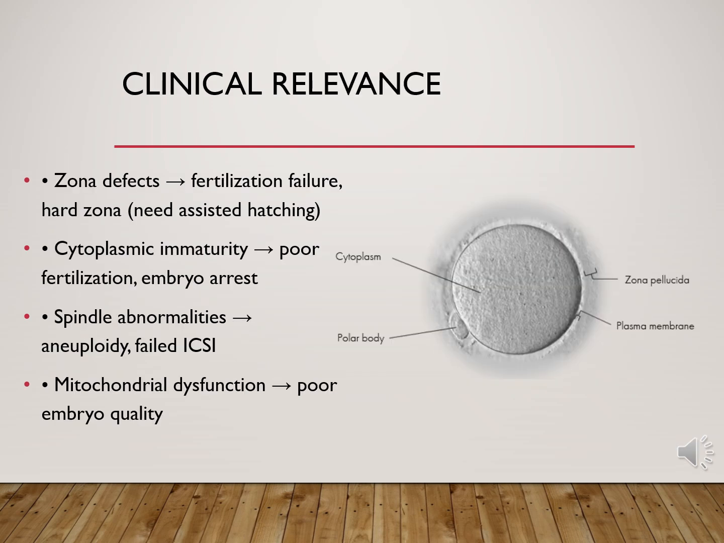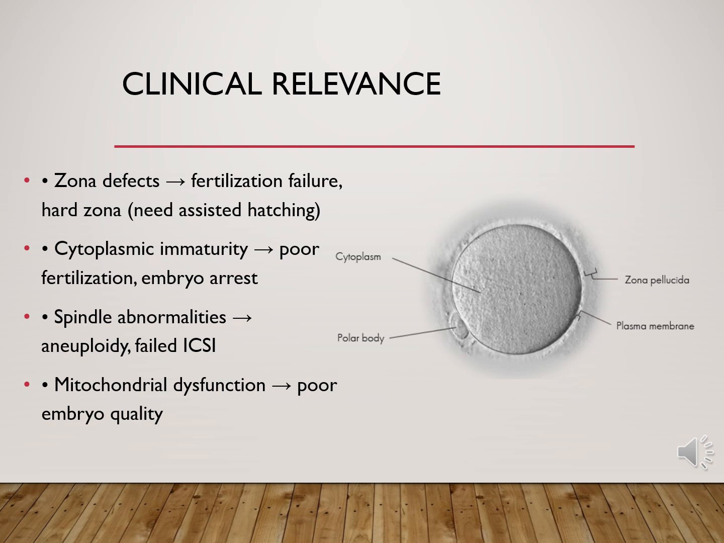Understanding oocyte ultrastructure is vital in reproductive medicine and IVF. Zona defects lead to fertilization failure and may require assisted hatching. Cytoplasmic immaturity results in poor fertilization and embryo arrest.